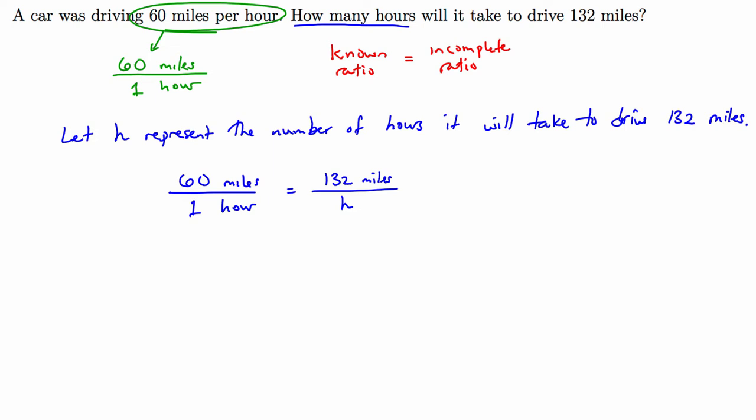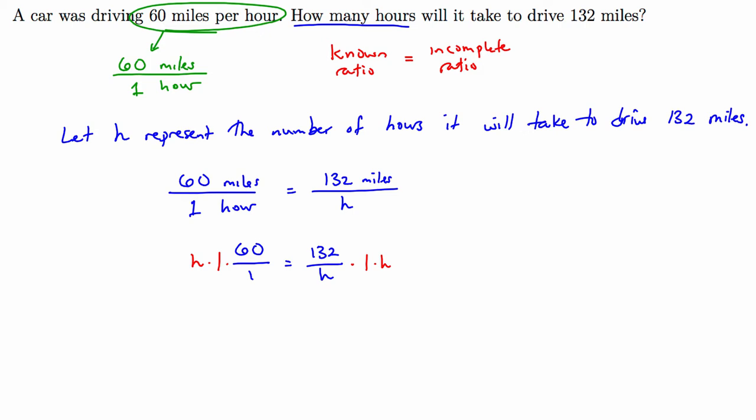When we go to solve this equation, we'll typically drop the units and just write it like this. 60 over 1 is equal to 132 over h. Following our standard process for solving equations with fractions, I'm going to multiply both sides of this equation by both denominators. I'm going to multiply by 1 to cancel out the 1 over there, and I'm going to multiply by h to cancel out the h on the right side.